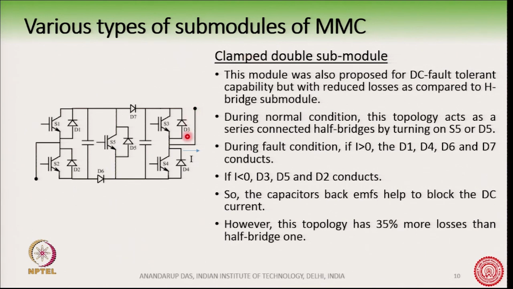If I is less than 0, you will see that D3, D5 and D2 will conduct. So, let us see, if I is less than 0, it will go through D3, through this capacitor, through D5 and through this capacitor, D2, and goes through 0.